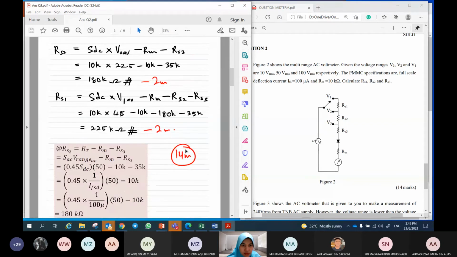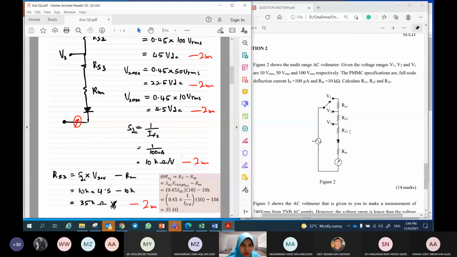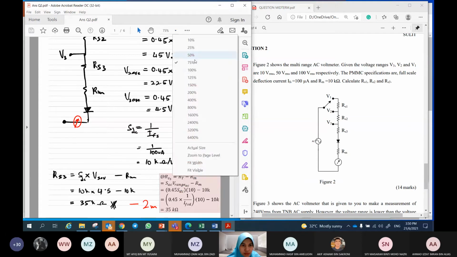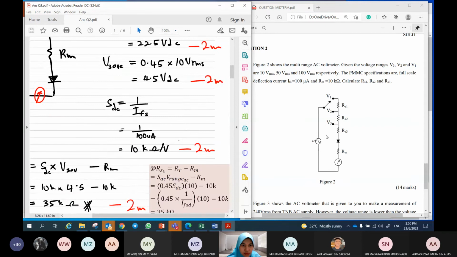Okay, so let's start with RS3. Now we tap the selector to V3, meaning that current will flow through RS3 and RM. So how to find RS3? This is the typical general formula for RS: RS is equal to R total minus RM. Because in this circuit, when we tap the selector at V3, we will only have two resistors, RS3 and RM. RT, we know that RT is equal to V range over IFSD. Now I remain the calculation in AC.